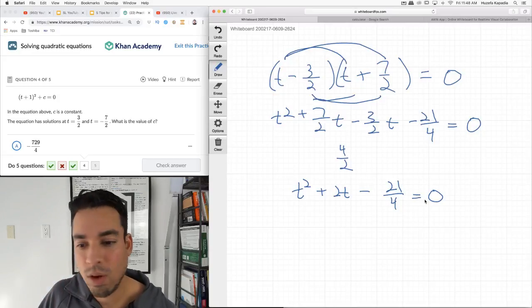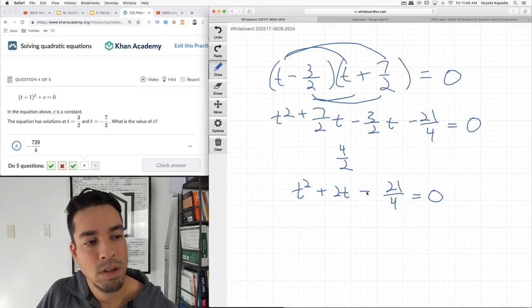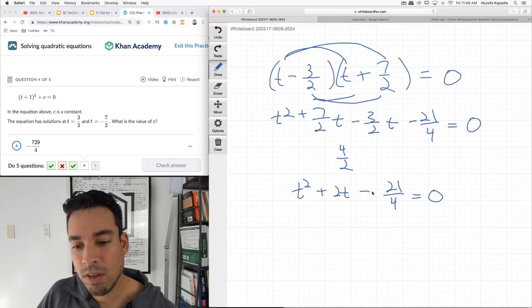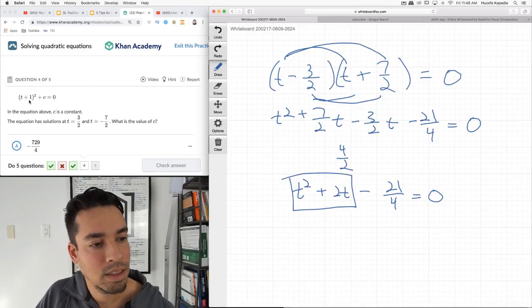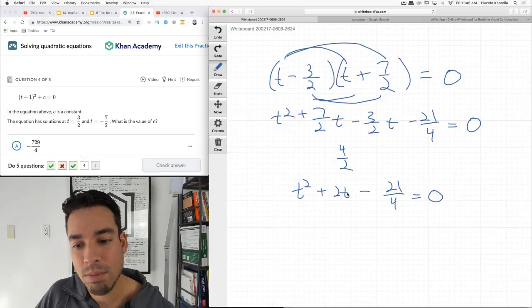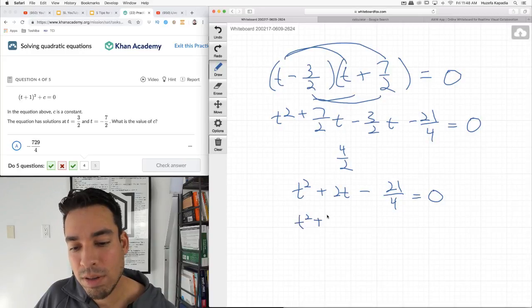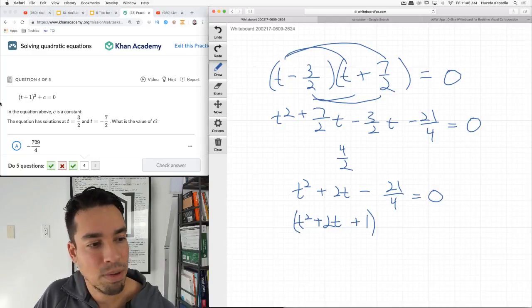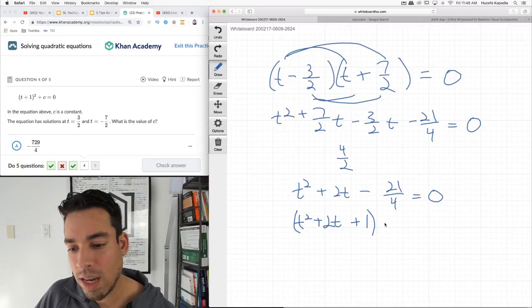All right, now we want to sort of complete the square a bit. So look, I can see right here that I can get t plus 1 squared if I complete the square, meaning I take half of this term and square it. So I get t squared plus 2t plus 1. Half of 2 is 1, 1 squared is 1. And I like this because this is that perfect square of t plus 1 squared. So let's leave that equals or minus 21 over 4.